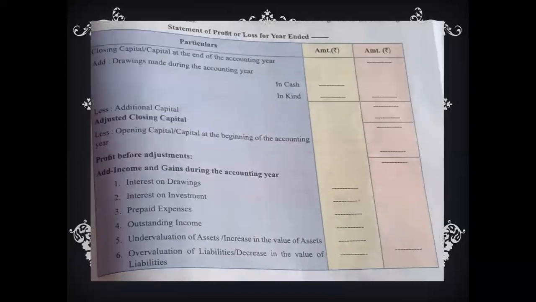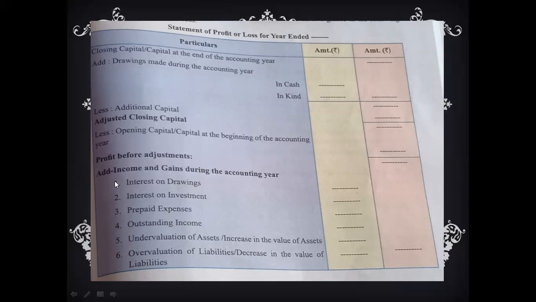Turning to the specimen of statement of profit or loss for the year ended. Closing capital at the end of the accounting year. Add drawings made during the accounting year in cash or in kind. Less additional capital, the amount should be adjusted closing capital. Less opening capital, capital at the beginning of the year, the amount should be profit before adjustments.